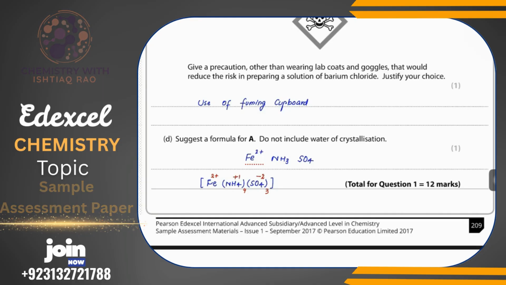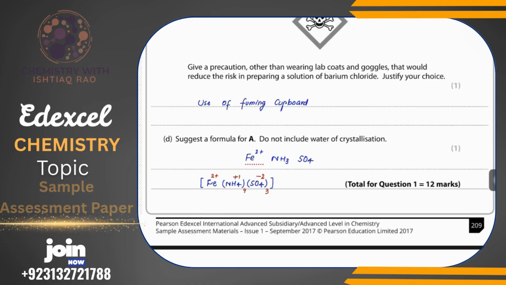Wait, what if we do 2 plus, yeah, we can just do 2 plus, and, okay, Fe, (NH4)2 SO4, 2, right? Yeah, we can also do this. You can do any ratio, but it would be neutral. It should be neutral, I can say.